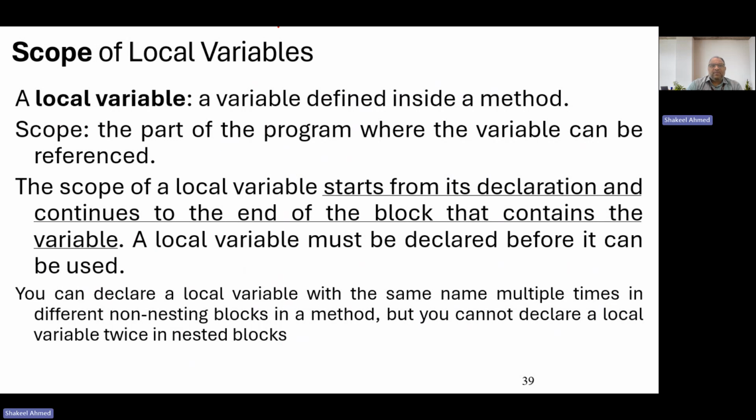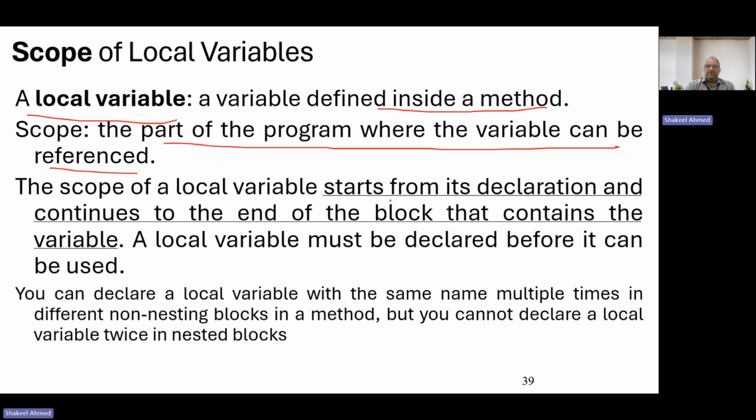The next thing is about the scope of the variable, and what is called scope. In the previous class, when I was discussing loops, I told you about scope. A local variable is a variable defined inside a method. Whatever variable you define inside a method is called a local variable. If you define the variable within the for loop, it is local. If it is outside the for loop, then it is called global. So the scope is the part of the program where the variable can be referenced, that is, where you define it and where you use it.